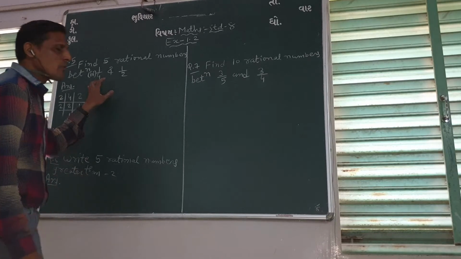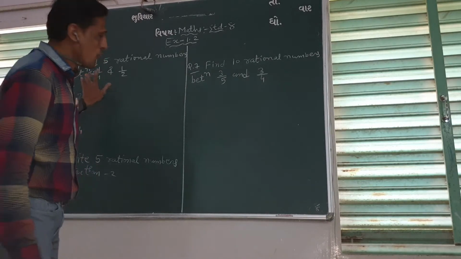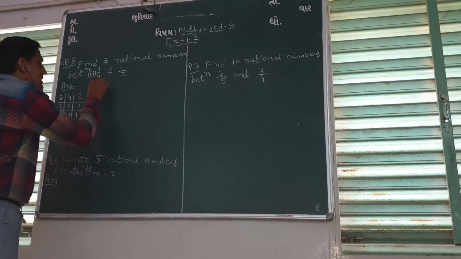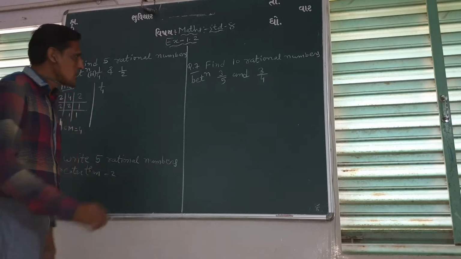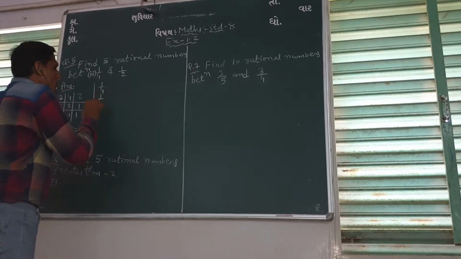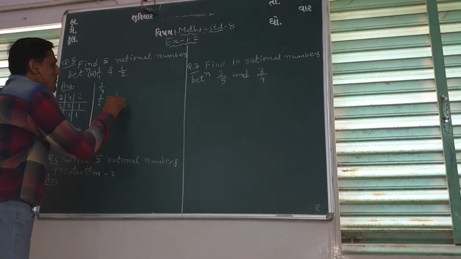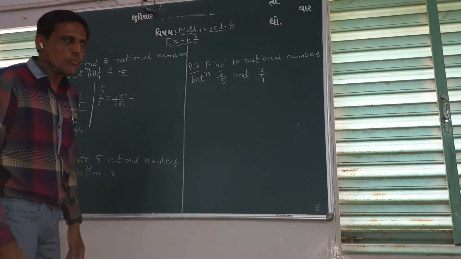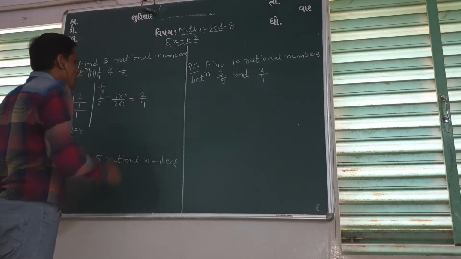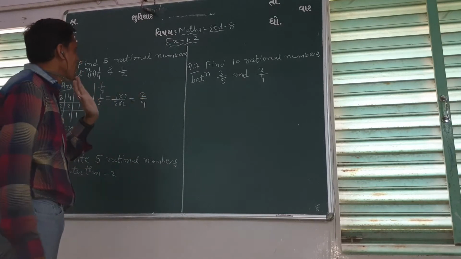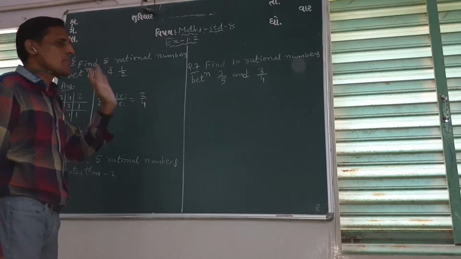So in both denominators we should have 4. The first one is 1 by 4, so we don't have to touch it. Then 1 by 2, we will multiply it by 2 to make the denominator 4. So 2 by 4. So between 1 by 4 and 2 by 4, we want 5 rational numbers.